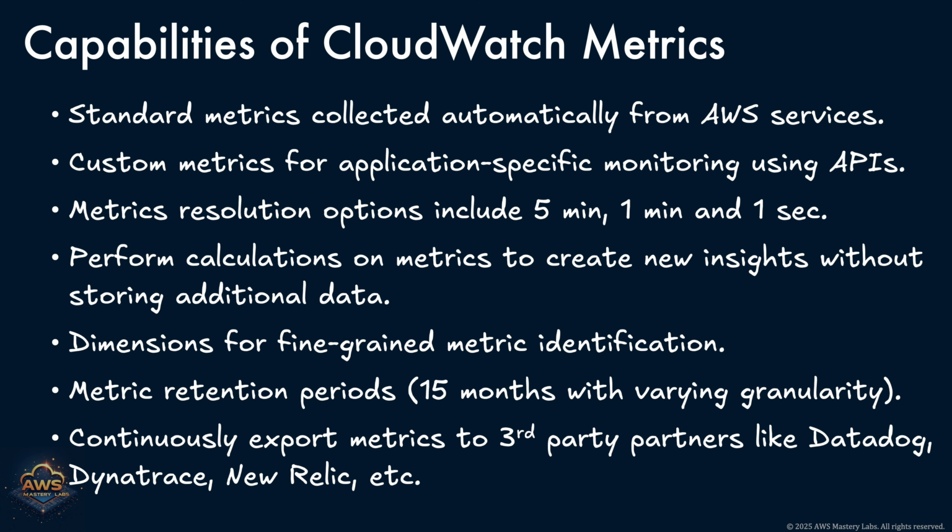To get deeper insights into your systems, especially those running on Amazon EC2 or even on-premises servers, you can use the CloudWatch agent, a powerful tool that extends the default monitoring capabilities of CloudWatch. By default, CloudWatch provides basic metrics like CPU utilization from EC2 instances. But with the CloudWatch agent, you can collect a broader range of system-level metrics, such as memory usage, disk space, swap utilization, and even process-level performance data, things that aren't available out of the box.